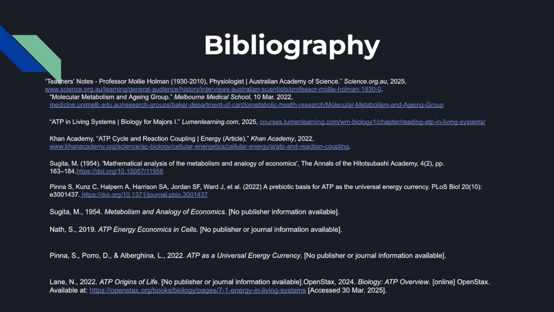Nature has perfected its energy currency over billions of years. Perhaps we can learn from biology and improve our monetary systems too.